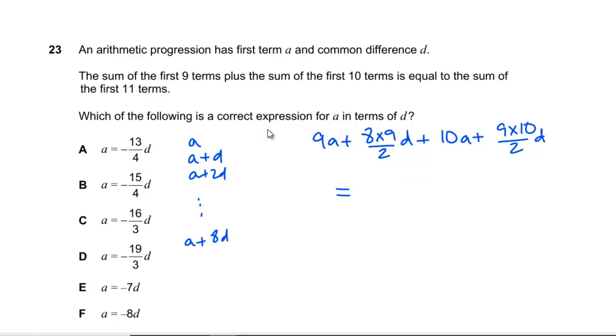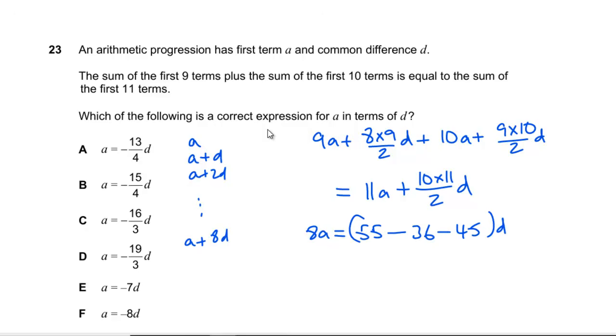And that is going to be equal to the first 11 terms, so 11a plus 10 times 11 over 2 times d. Let's get the a's on the left. So I've got 19 minus 11, so that's 8a. And then the d's I'll have on the right, so that's 55, and then I'll have to take off 36, and I'll have to take off 45. And that's d's, so I've got 10 minus 26. So a is going to be minus 26 over 8d, so minus 13 over 4.